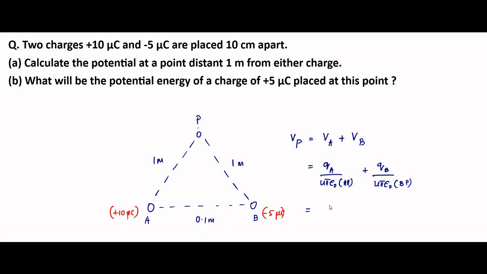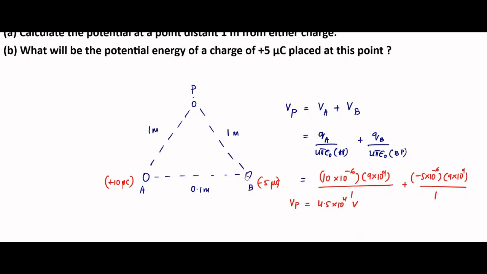So that is equal to 10 into 10 to the power minus 6 into 9 into 10 to the power 9 by AP, which is 1, plus again the same thing, minus 5 into 10 to the power minus 6 into 9 into 10 to the power 9 by 1. We can take 9 into 10 to the power 9 common. So it is coming 4.5 into 10 to the power 4 volts. This is the electric potential at point P. This is the first part.